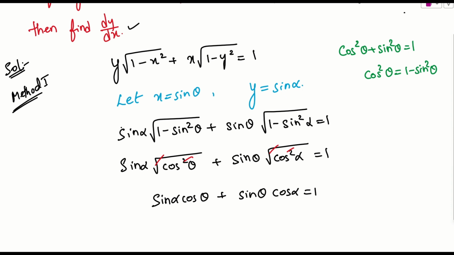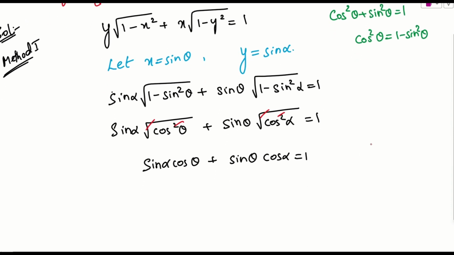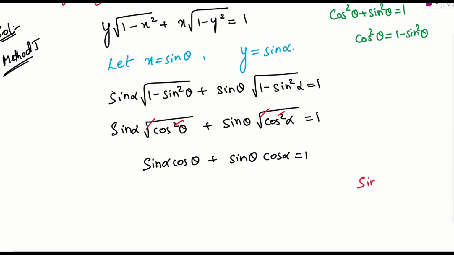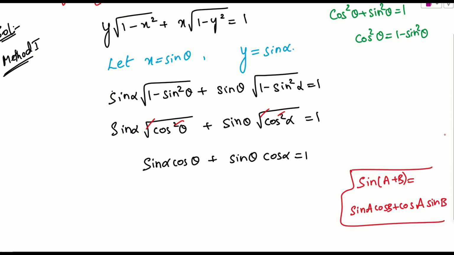If you check this properly, we have a formula. Let me write it down. The formula for sine of A plus B is sine A cos B plus cos A sin B. I will apply the same formula in our case as well. Let me change the color so that you can figure it out. I take this as A, this as B. Then this is B, this is A. The same formula applies here. So this is nothing but sine of A plus B, where A is alpha and B is theta, is equal to 1.